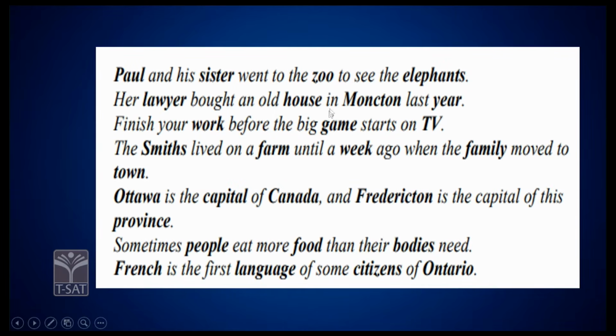Now, you see other sentences which have several nouns. Paul and his sister went to the zoo to see the elephants. Now, you see the bold words are considered to be nouns because they signify a name of a person, name of people, or name of a place, or name of a thing. Paul, sister, zoo, elephants. Her lawyer bought an old house in Moncton last year. Lawyer, house, Moncton, year. These are the nouns.